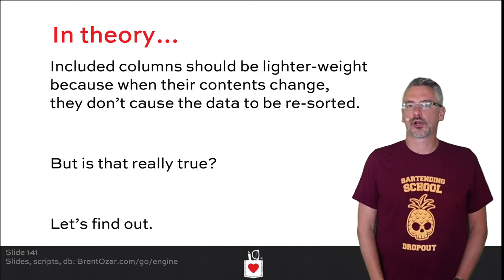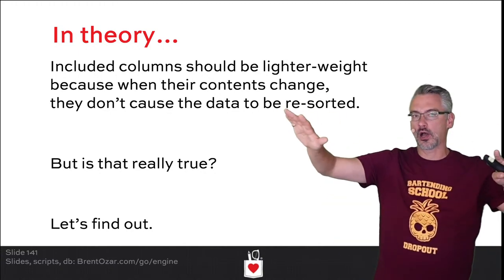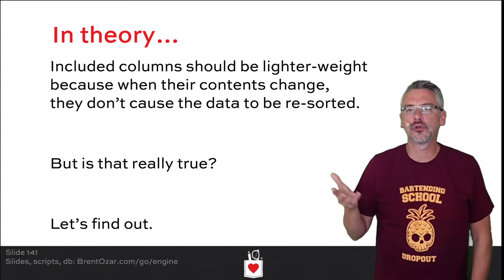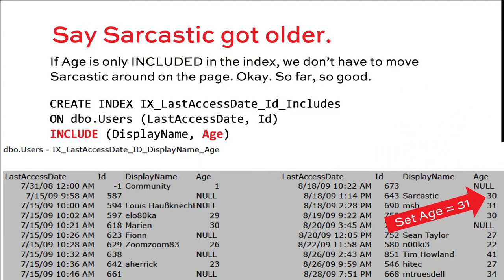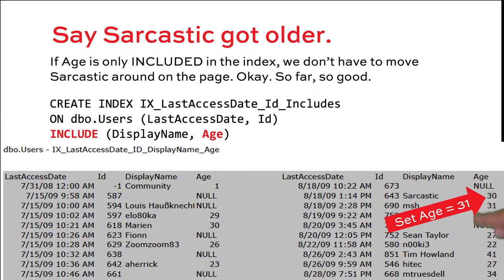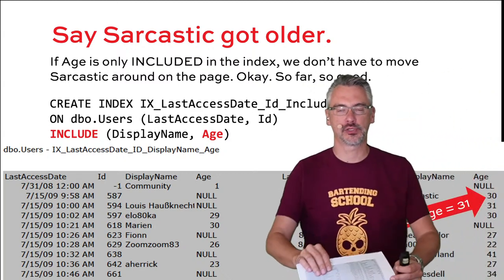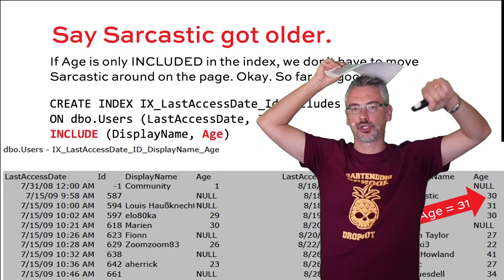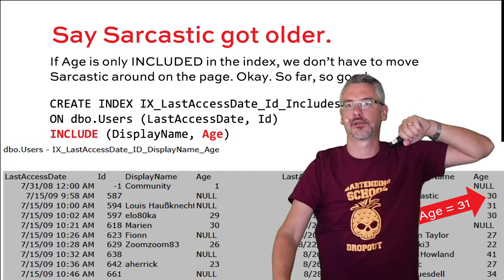The other reason people will say includes are cool is they say, well, look, if I only include a column, then I don't have to move the row around on the page as that data changes. That's not true either. Let's go back to our pages here. Let's say that user 643 here, Mr. Sarcastic, got a year older, and we're going to change Sarcastic's age from 30 to 31. These people will say, well, if it's only included, I don't have to worry about moving him around on the page. Well, yeah, but whenever you change it, you still have to pull that page up into memory, get a lock on it, write the change to it, and then push it back down to disk.